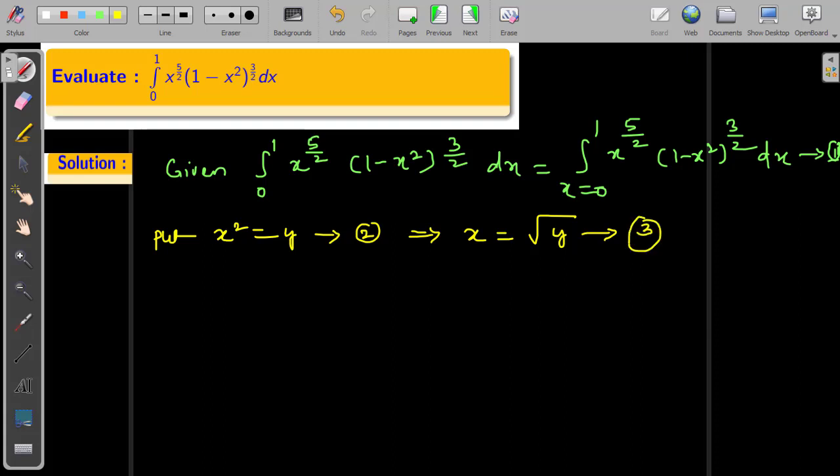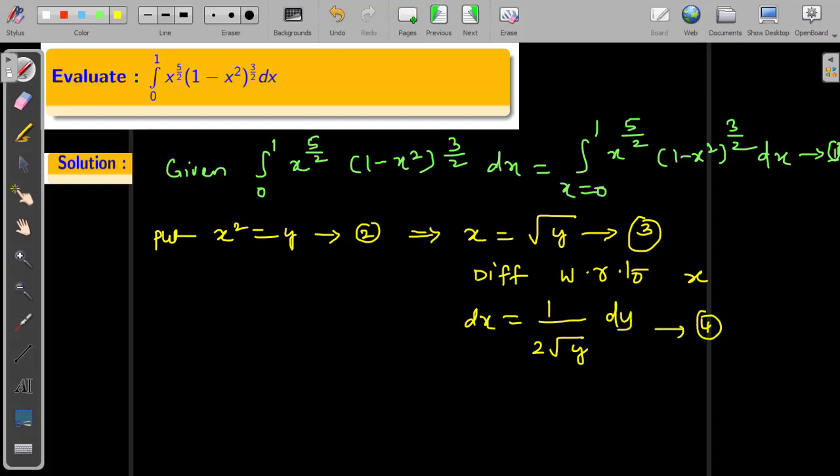Now differentiate equation 3 with respect to x. You can differentiate with respect to x for 2 also, but here better we will differentiate equation 3 with respect to x. So differentiating with respect to x on both sides for 3, which means dx is, the left-hand side root y, derivative 1 by 2 times root y, again dy. So this is, let us mark, equation number 4.